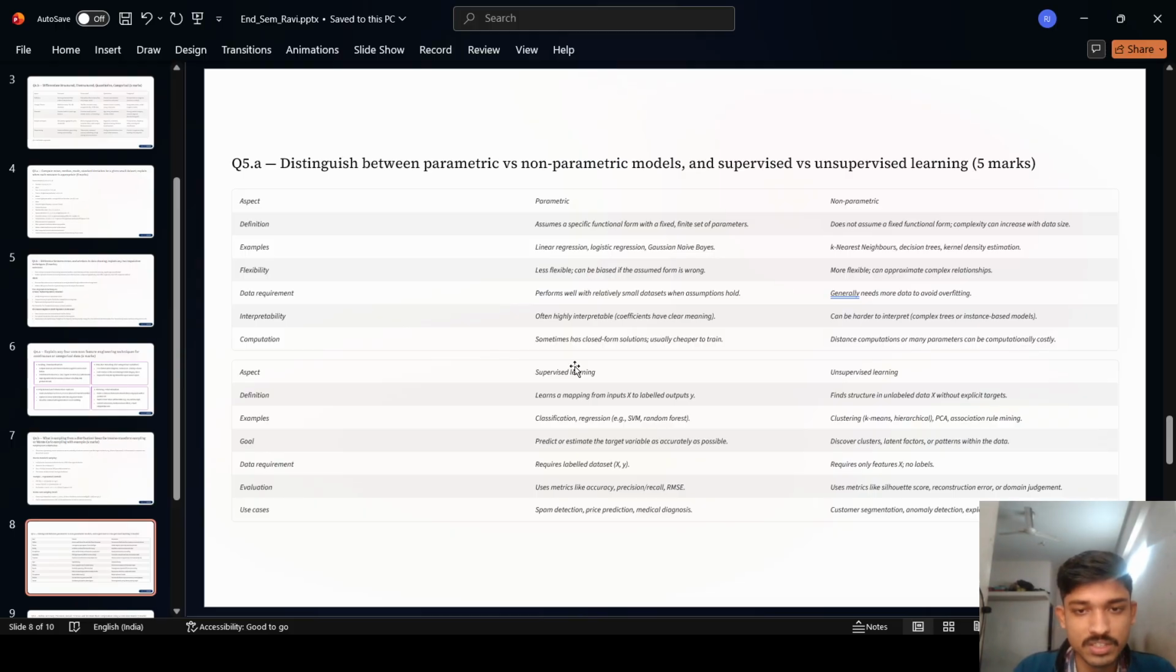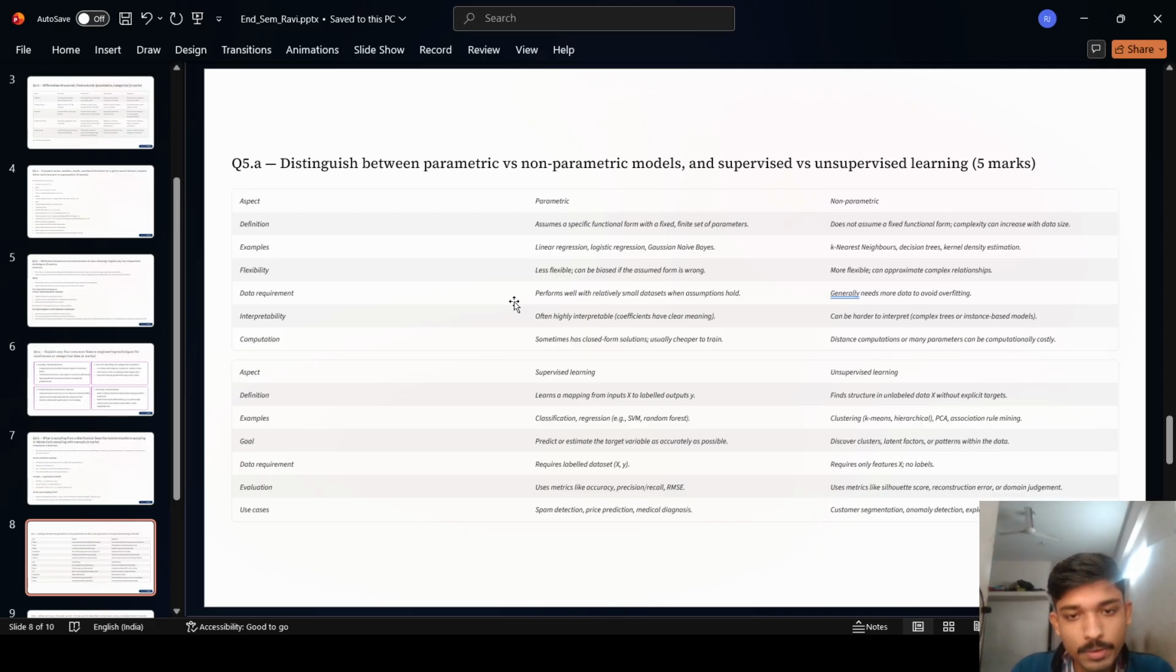So first we'll see the definition. In supervised we will see supervised learning, and in unsupervised we will see unsupervised learning. Examples of supervised include classification, regression. Examples of unsupervised include clustering, which is k-means clustering, hierarchical clustering, and association rule mining. The goal of supervised learning is to predict or estimate the target variable as accurately as possible. And the goal of unsupervised learning is to discover clusters, latent factors, or patterns within the data.